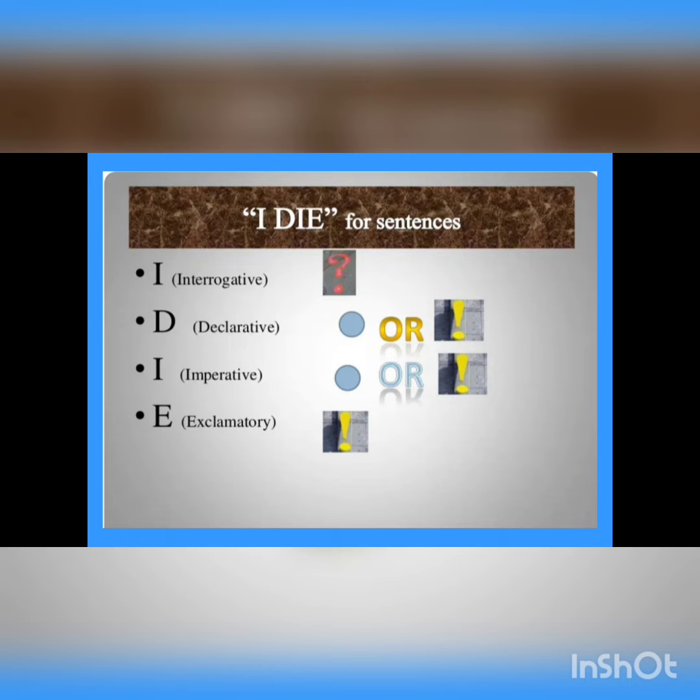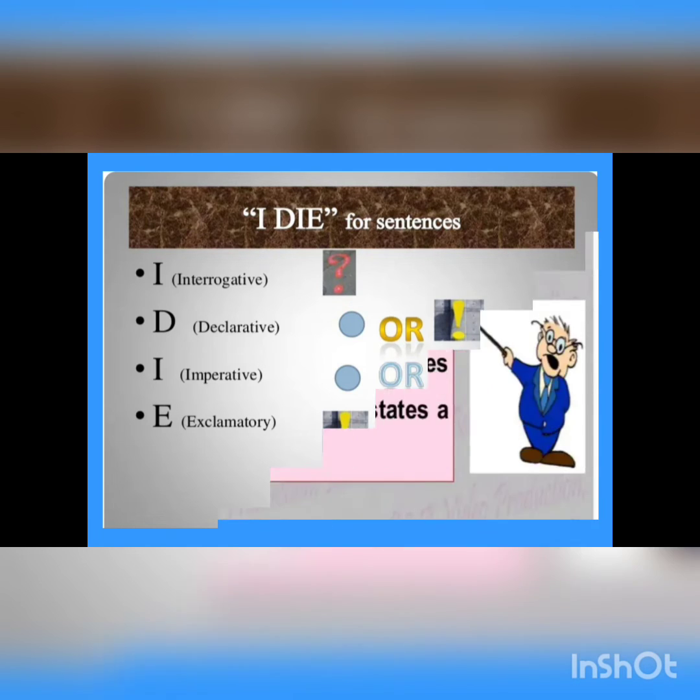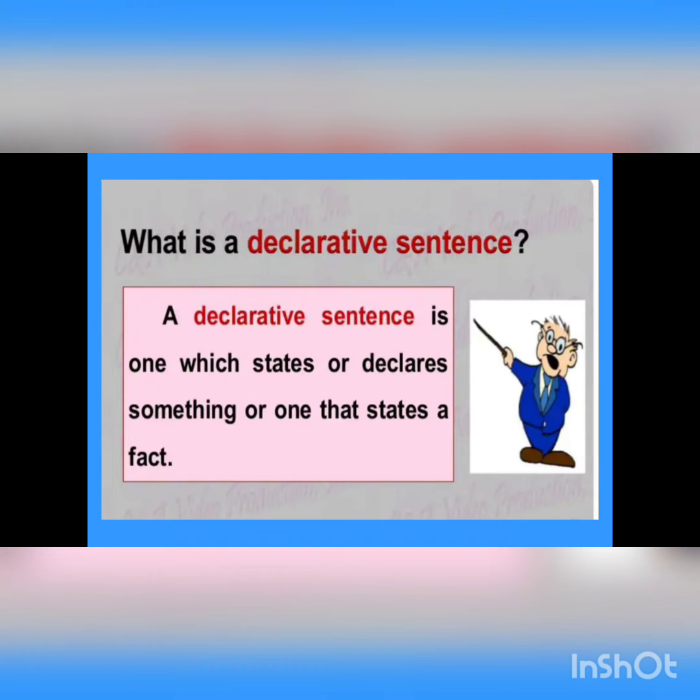I for interrogative, which ends with a question mark. D for declarative, which ends with a full stop. I for imperative again, which ends with a full stop. E for exclamatory, which always ends with an exclamation mark. Now, let us understand them one by one.